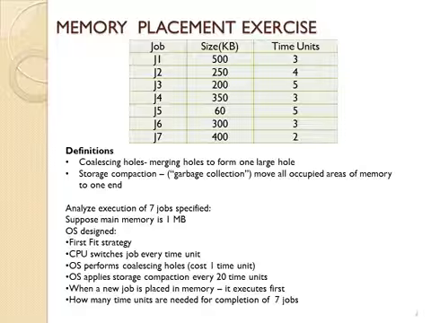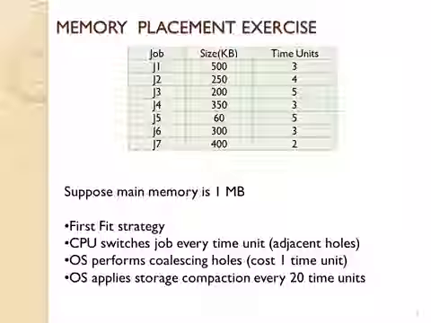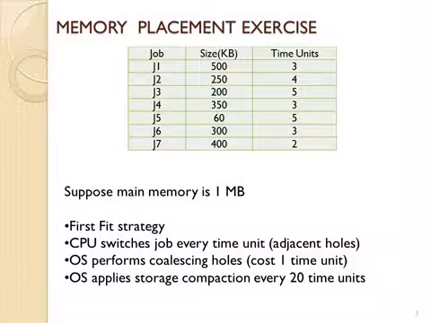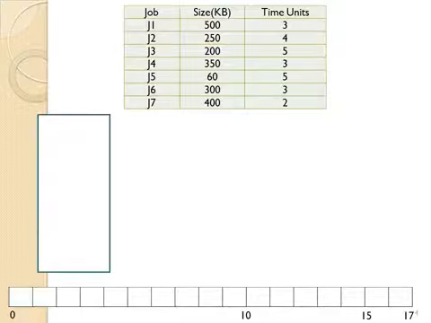So these are small jobs, and we only have 1 meg of memory. If you notice, job 1 is 500 kilobytes and it takes 3 time units, so we're only going to allow each job to do 1 time unit of work. So let's get started. On the bottom I have a timing diagram, and here is my 1 megabyte of memory, and you'll notice that job 1 is 500 kilobytes, so it's half of the size of my memory.